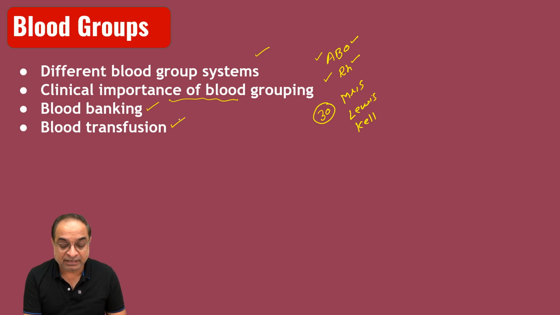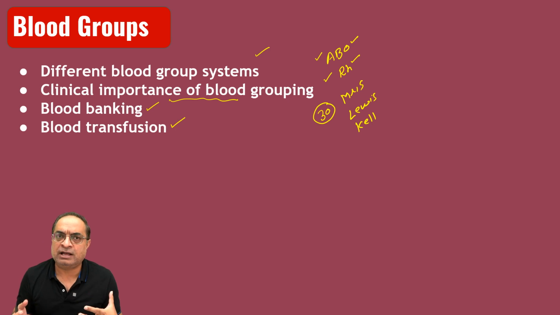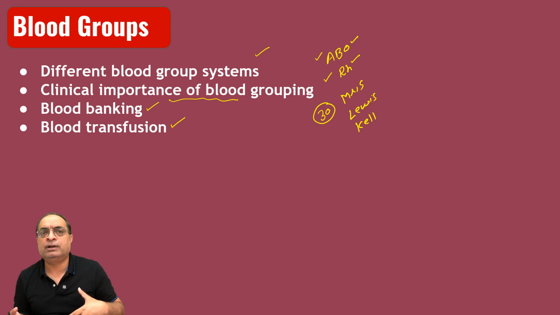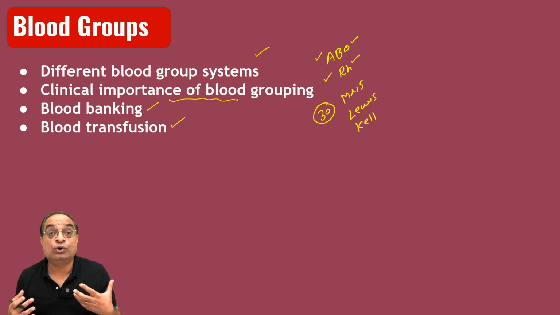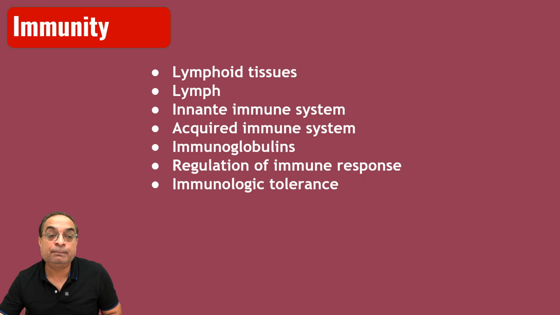Blood banking, blood transfusion. In the ABO system, we'll be talking about people who have A blood group, B blood group, O blood group, AB blood group, and even the Bombay phenotype. Then what is golden blood? All these subtopics will be discussed in blood groups.